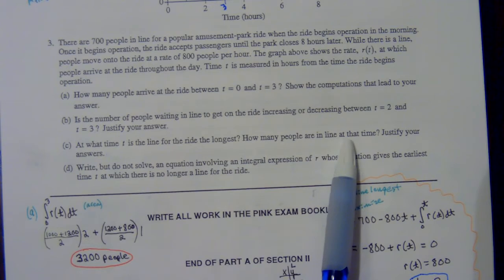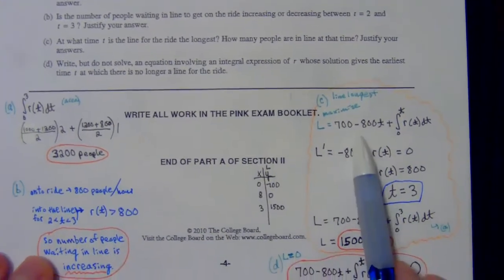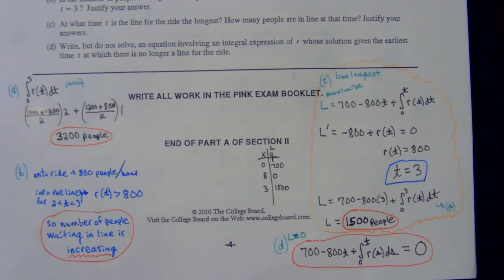Letter C says, what time is the line for the ride the longest? How many people are in the line at that time? So we want to maximize something, right? So what I did, I came up with a line equation, and here I'm going to take into account everything. How many people are already there? How many people left to get onto the ride? And how many people are entering that line?